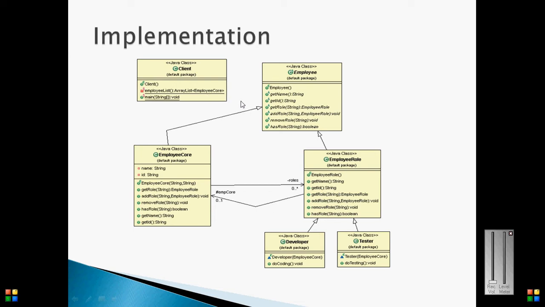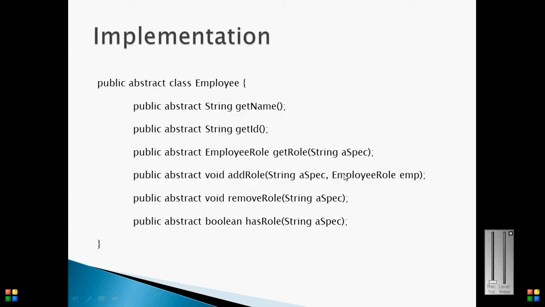So, as I said previously, I have taken employee as the core role object, and developer and tester as concrete role objects. I have getName and getID, which will represent a single class, employee, and developer and tester will have specific behavior, that is, do coding and do testing. The component core will be referenced in the employee role object.